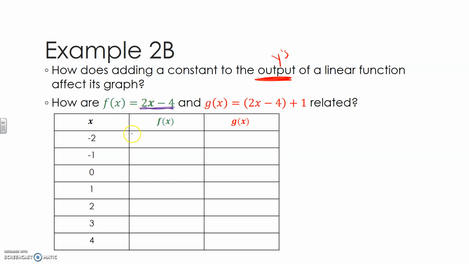So 2 times negative 2 minus 4 is negative 4 minus 4. Once again, it's negative 8. The difference this time with g is you can see that the 2x minus 4 stays the same. All we're doing is adding a 1 on the outside. That's going to add it to the y value or the output. So we take 2 times negative 2 minus 4 plus 1. And again, because of order of operations, we do the inside first. We know it's negative 8 plus 1, which is negative 7.